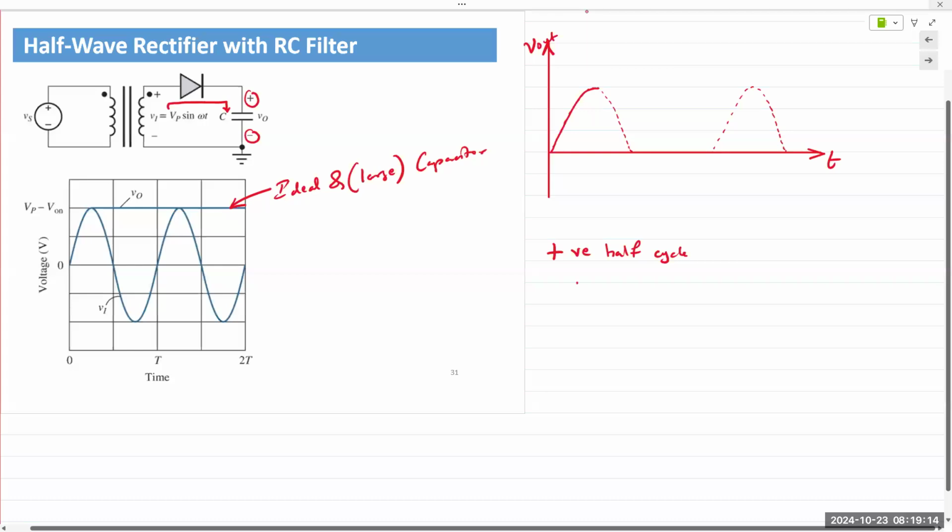So in the positive half cycle, the circuit is actually like this. You have a battery, you have a diode with its forward diode resistance, and you have the capacitor.